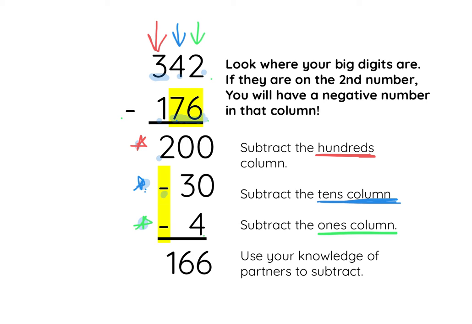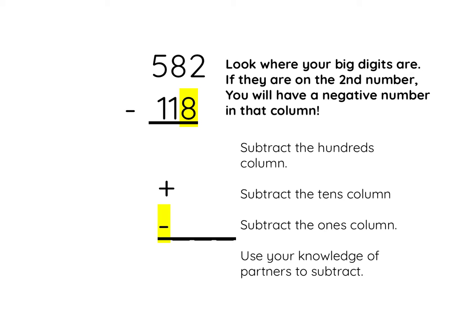Now, using our partners, we're going to combine all 3 columns. So 200 minus 30 equals 170, because 30's partner is 70. Now we're going to do 170 subtract 4. Well, there's the partner. And then if we have 70 and we take just a few away, we're going to have 160. So your answer is 166.